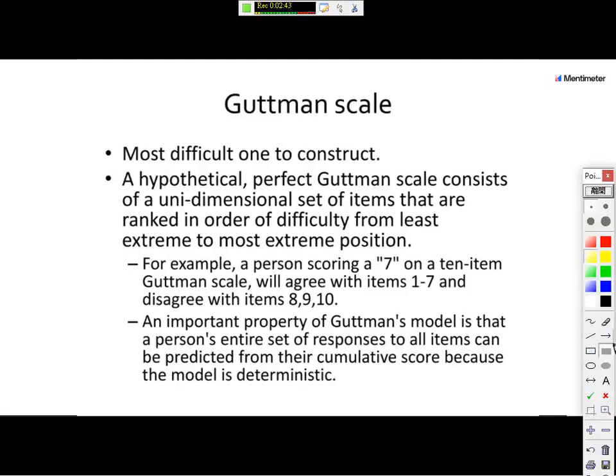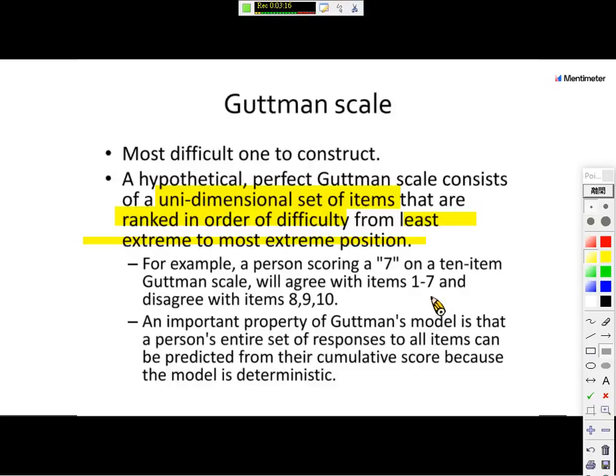This kind of question is a unidimensional set of items. That is one direction, starting from the easier one to the most difficult ones, with different levels. So you can see that there's a 0 up there. If you don't agree with everything, then you have a 0 point of attitude on this. Basically, they are ranked in order of difficulty from the least extreme to the most extreme position.